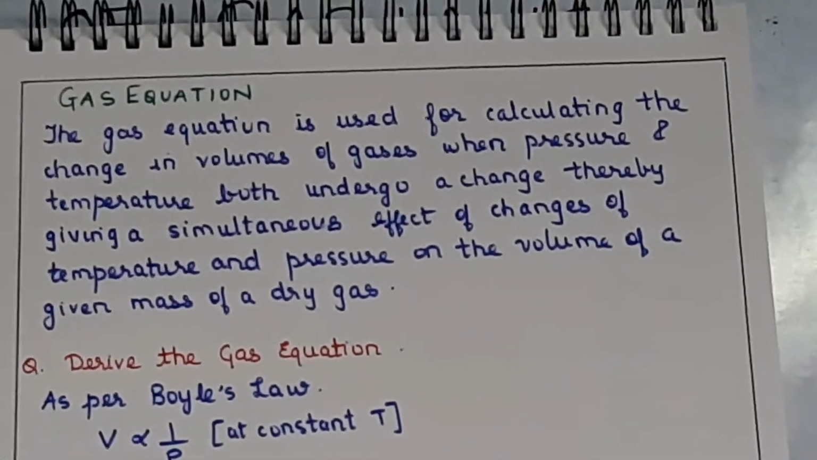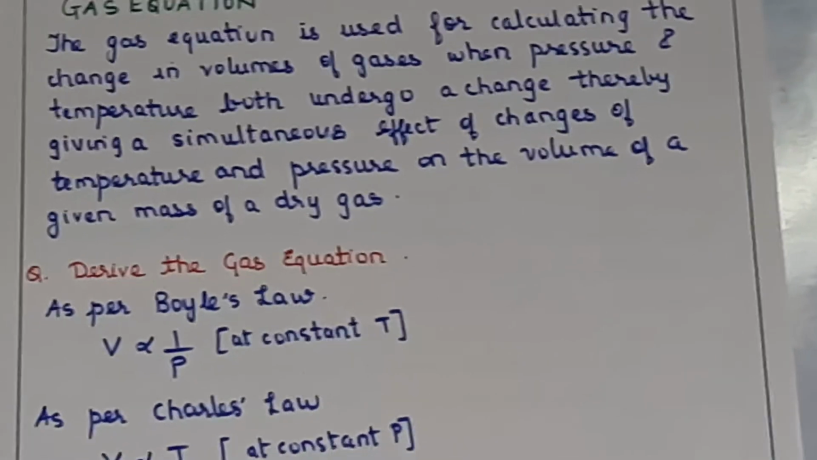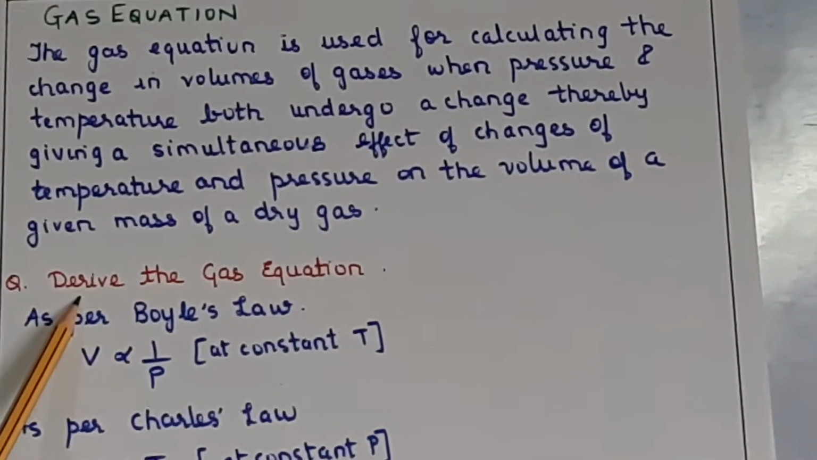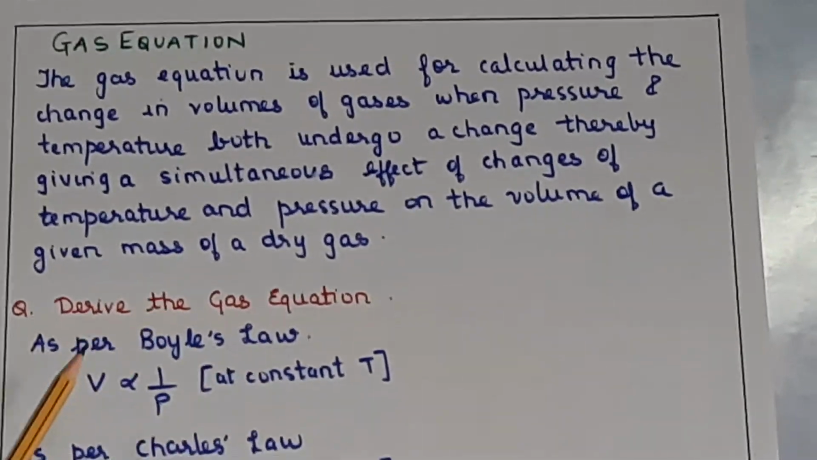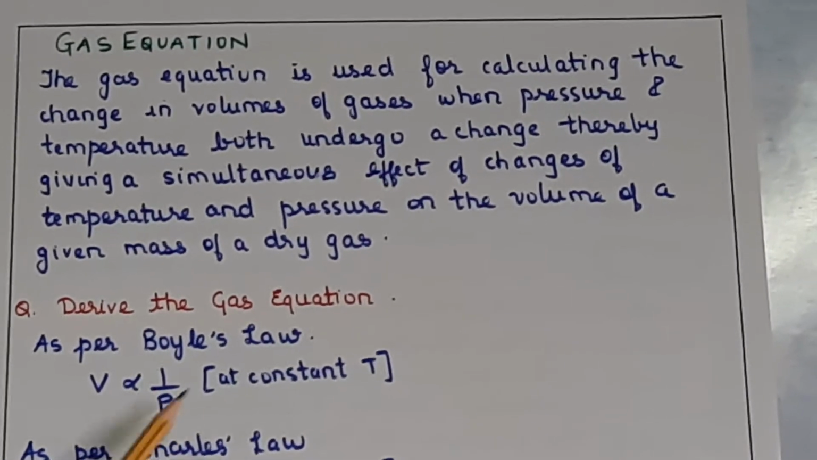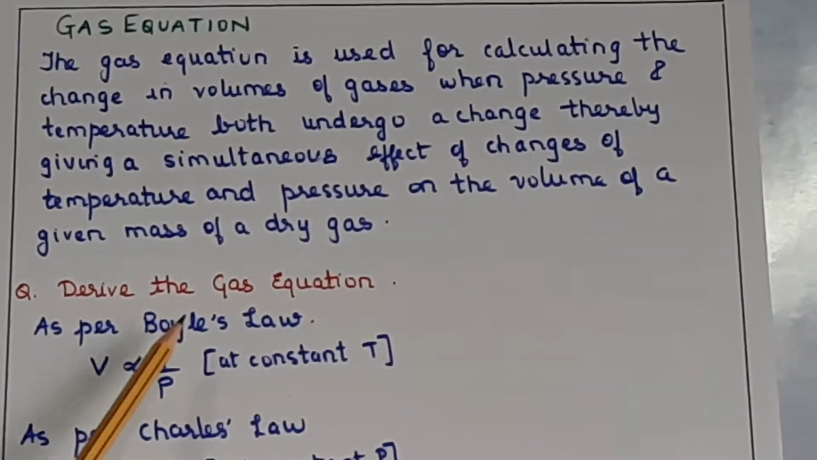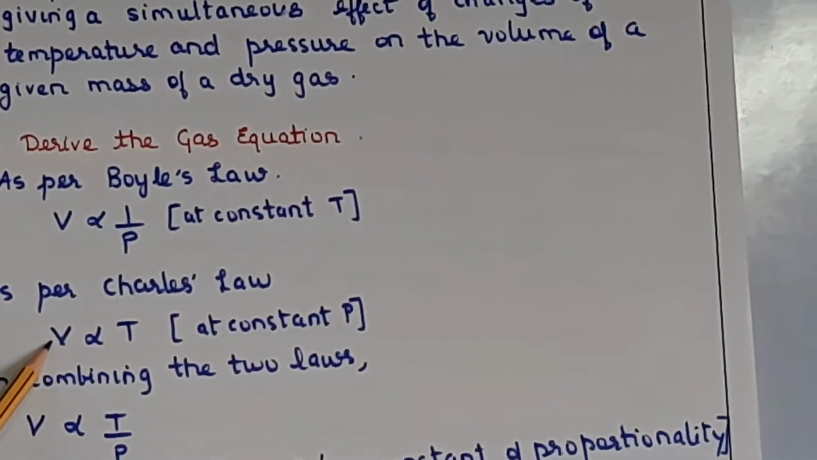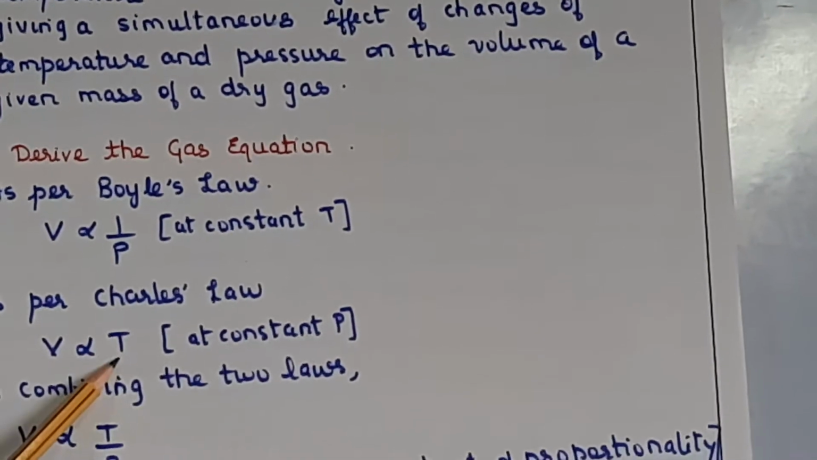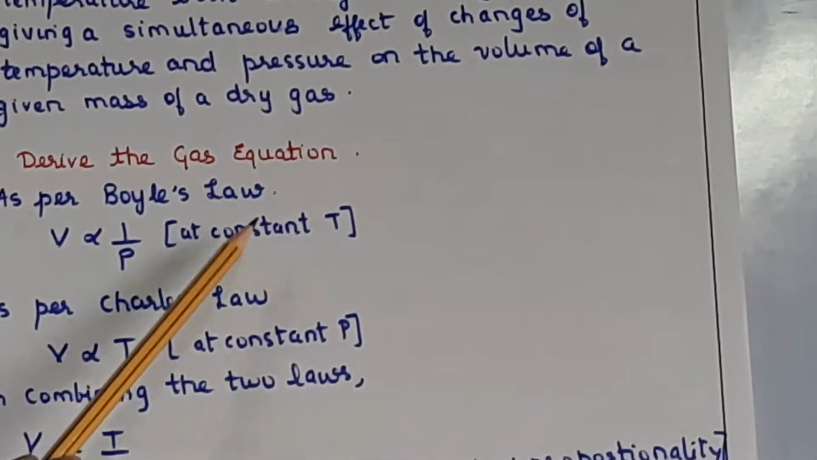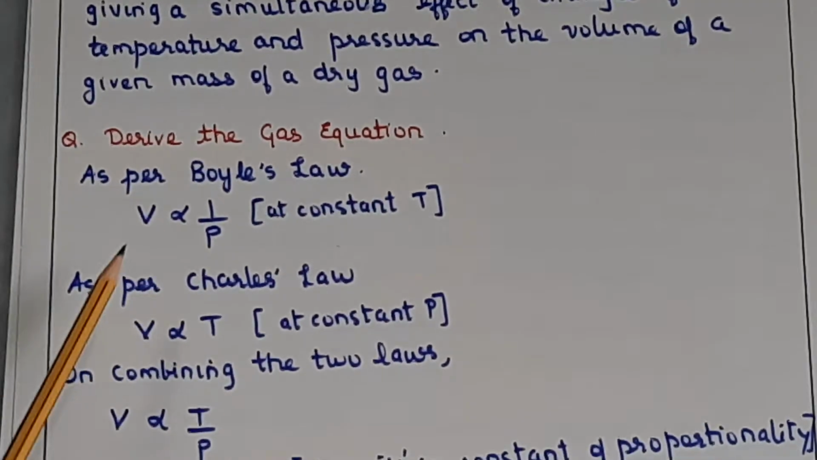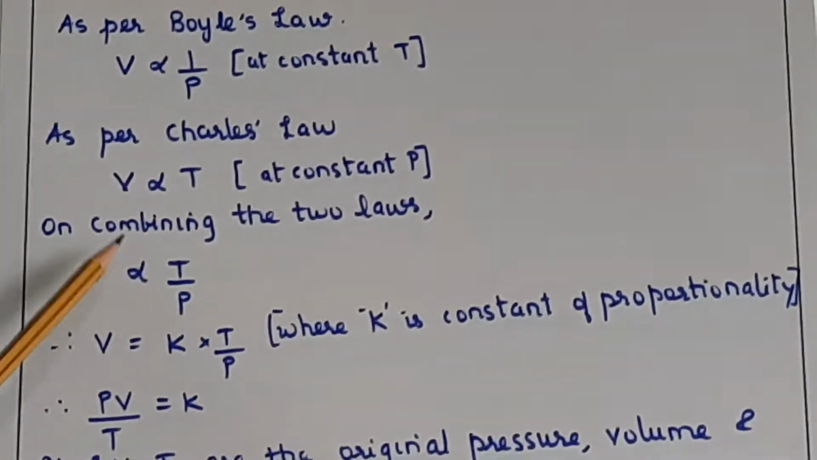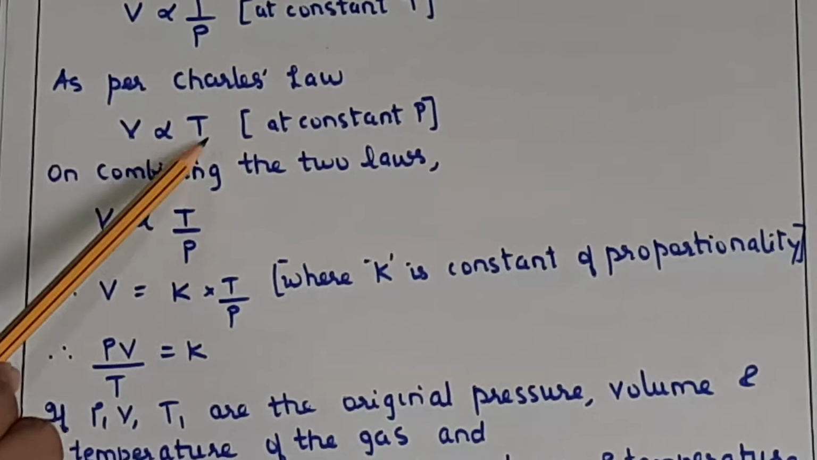There is no statement for the gas equation, but you have to derive it. The derivation of the gas equation is important. As per Boyle's law, volume is inversely proportional to pressure at constant T. And as per Charles' law, the volume of a fixed mass of a gas is directly proportional to the absolute temperature, at constant pressure. Now we are combining both Boyle's law and Charles' law. When we combine the two, we will write V proportional to T upon P.